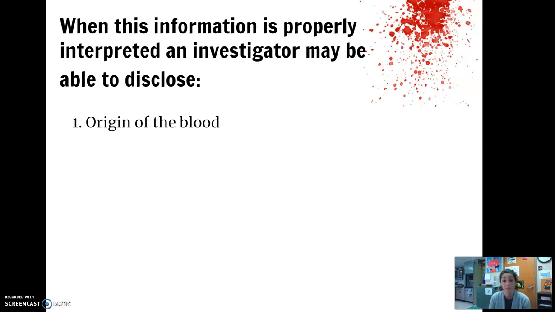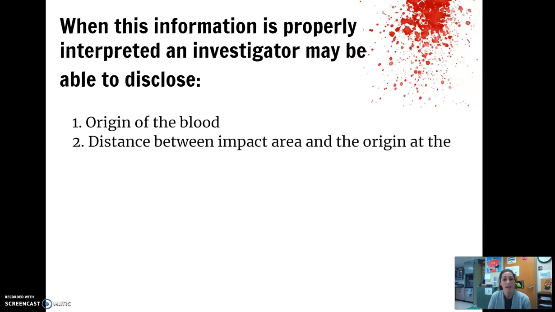All right, so when this information is properly interpreted, an investigator can find out the origin of the blood, like whose blood it is, right? Going to the lab, they can figure that out based on DNA and type, depending on the situation. They can figure out how far away the impact was and where the blood landed, so they can tell how far away. So if they find blood spatter on a wall, they can figure out where the person was when they got hit, or where the impact came from.